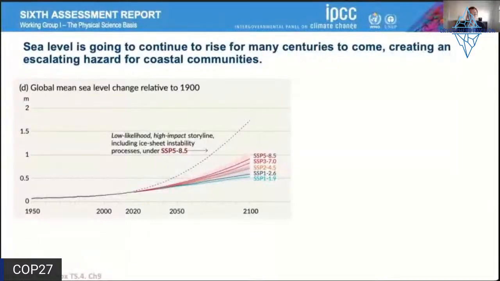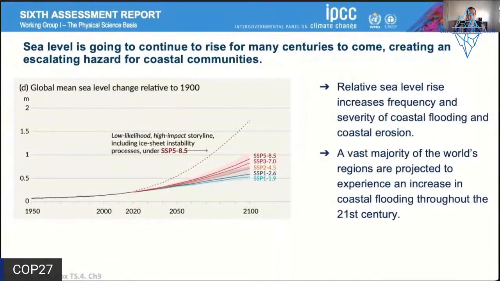So most likely, through 2100, we are looking in this range from about 0.5 meter to 1 meter, but we cannot rule out sea level rise globally approaching 2 meters if we are in a higher emission scenario and some of these poorly constrained ice sheet... and a vast majority of the world's regions are projected as a consequence to experience an increase in coastal flooding throughout the 21st century.